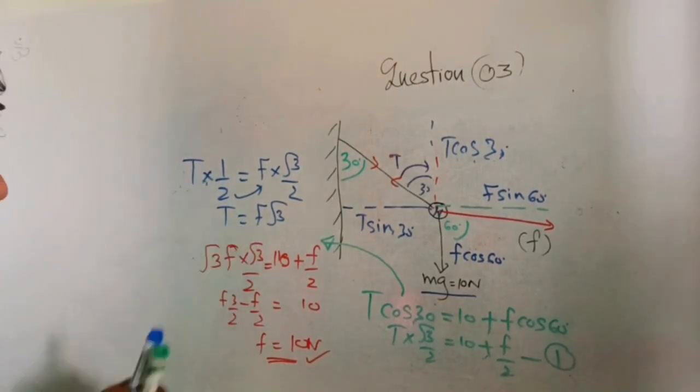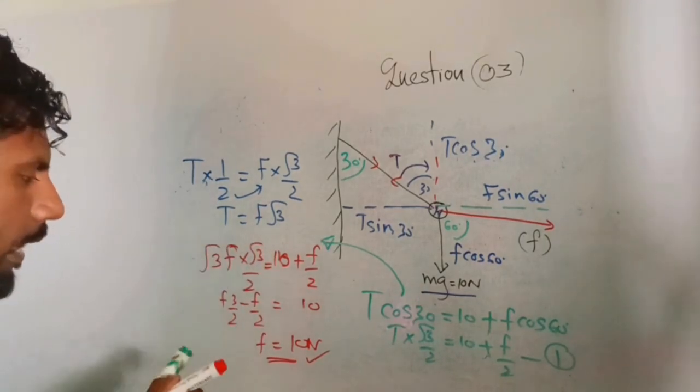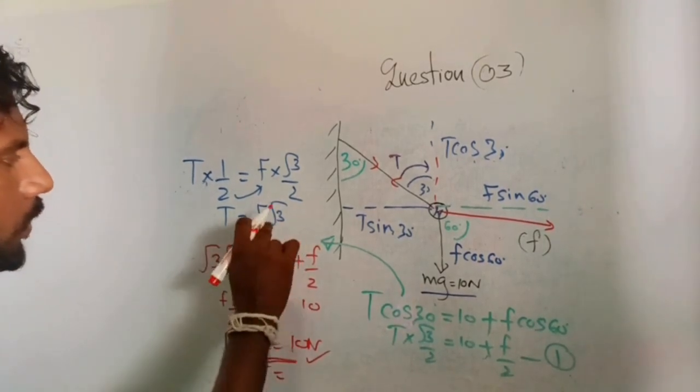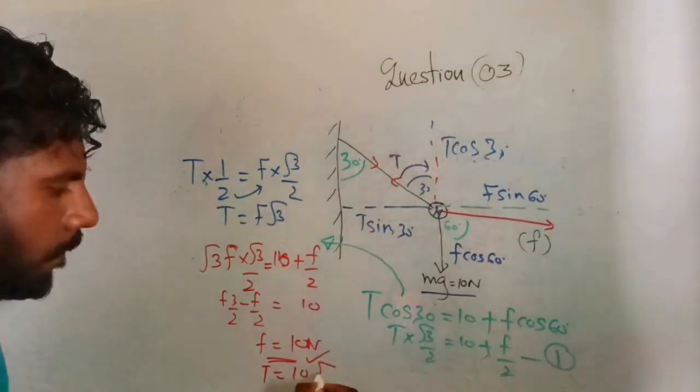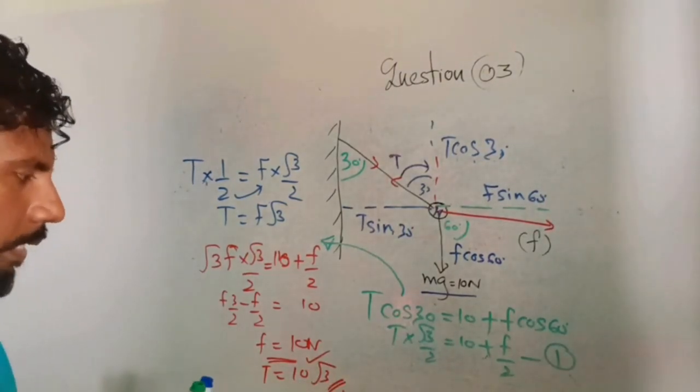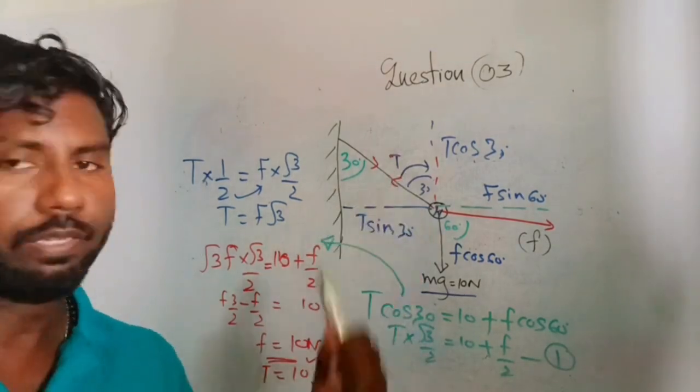If F is 10 Newton, of course we can apply it here. So T equals root 3 into 10, 10 root 3. That is the tension here.